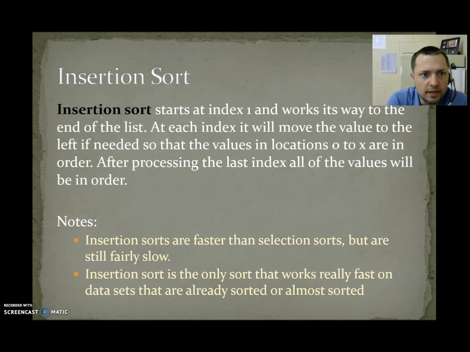Insertion sort. Insertion sort starts at index 1. The last one started at index 0, so this one starts at index 1. And it works its way to the end of the list, just like the last one did. At each index, it will move the value to the left if needed, so that the values in locations 0 to x, the current location, are in order. After processing the last index, all the values will be in order.